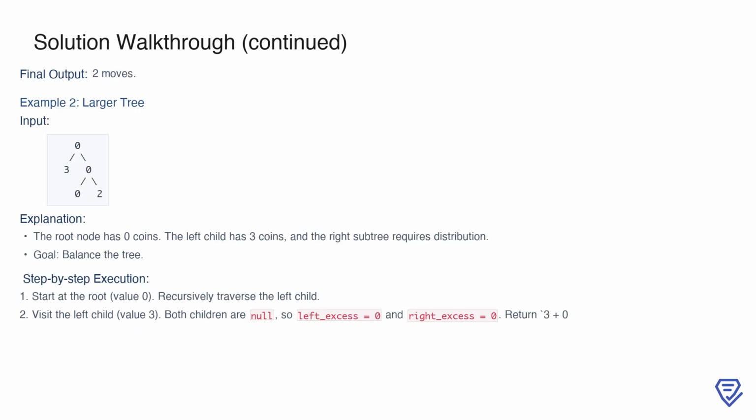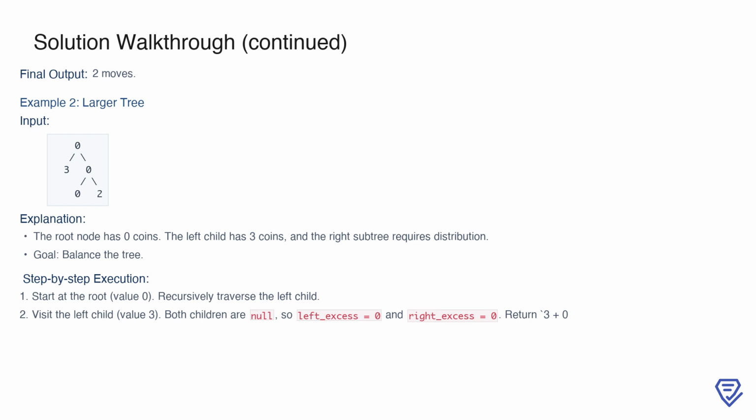In this second example, the tree is larger and slightly more complex. Here, the root starts with 0 coins, while the left child has 3 coins. The right child has its own subtree requiring further distribution. The goal remains the same, ensuring each node ends up with exactly one coin. Starting at the root, we first traverse the left child, which has a value of 3. This node has no children, so both left_excess and right_excess are 0. Using the formula, we calculate that this node has 2 excess coins, which it returns to its parent. Back at the root, we now know the left subtree contributes an excess of 2 coins.